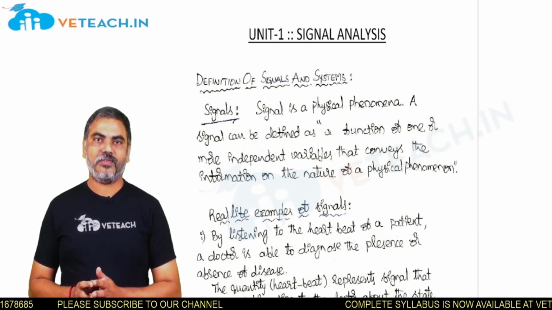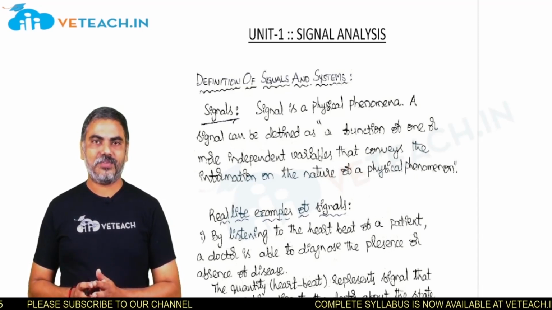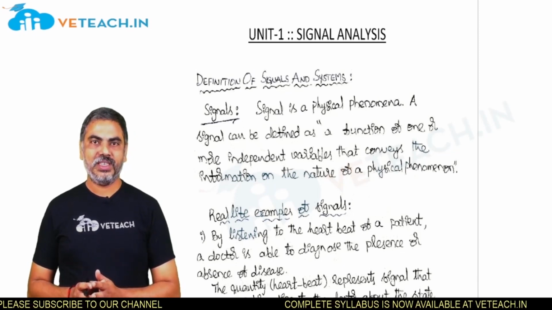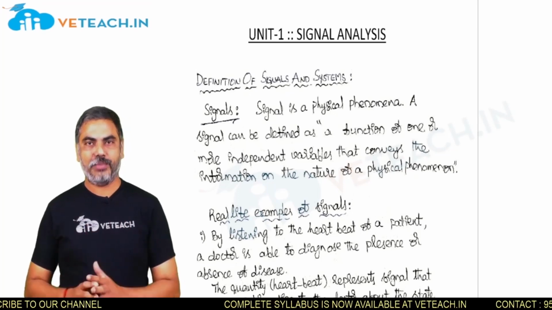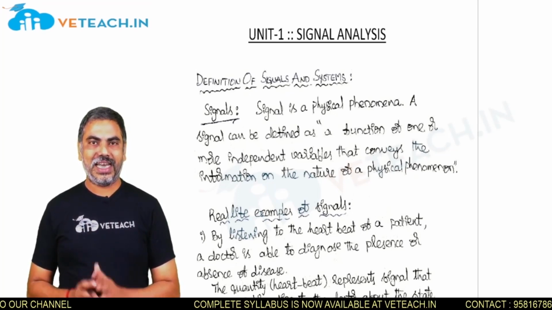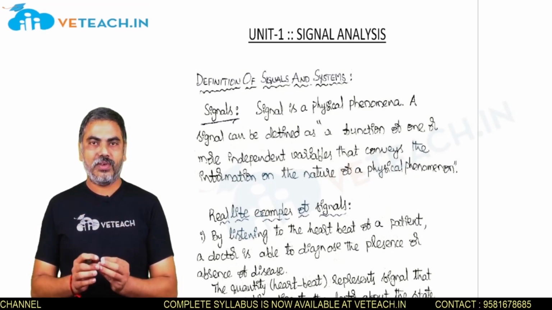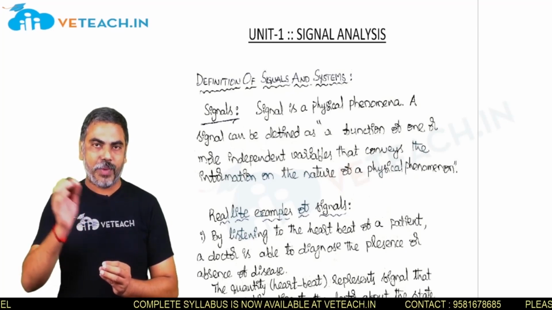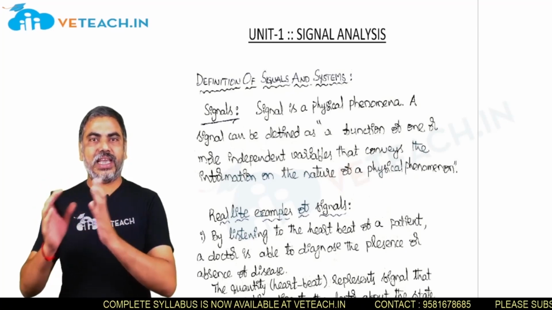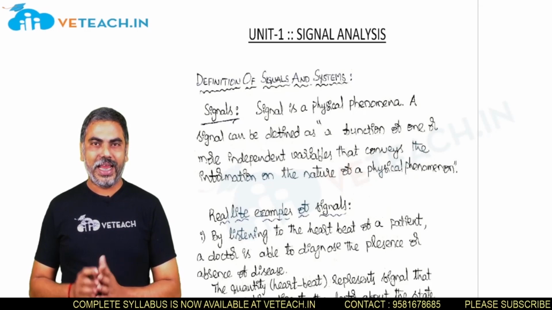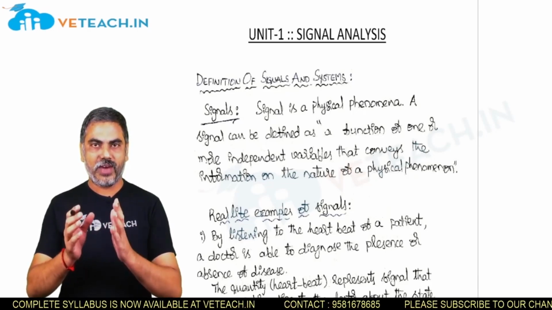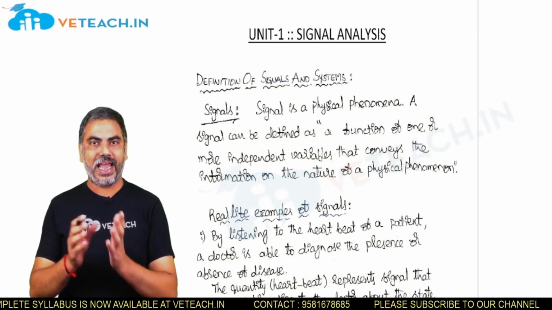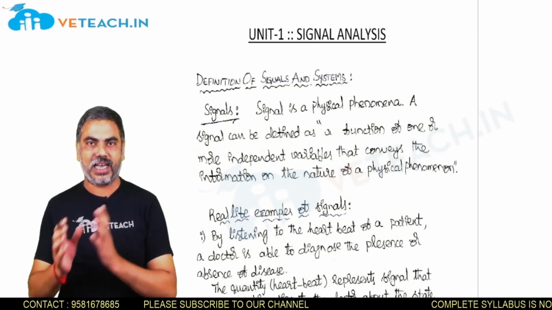Now let us start the first topic, definition of signal and system. So here basically the signal is nothing but a physical phenomenon, which is a function of one or more independent variables that conveys the information. So here, independent variable and dependent variable. Everyone knows about the dependent and independent variable in a functional relation.